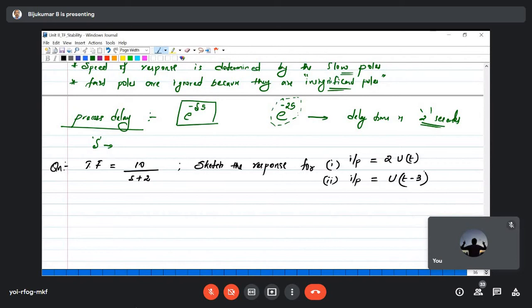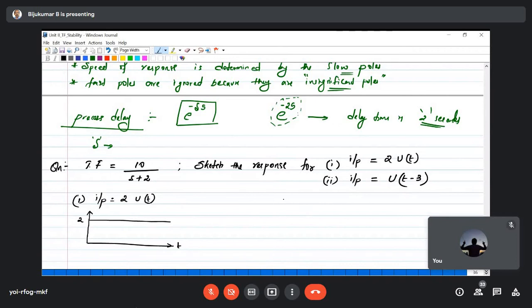Okay, so we have a first order system. The question is, we have to plot the response for two inputs. Both are step inputs, right? So if you consider the first case, our input is 2 u of t, right? So how can we draw the input signal? It is not a unit step input, it is a step input with magnitude 2. And I draw like this, right?